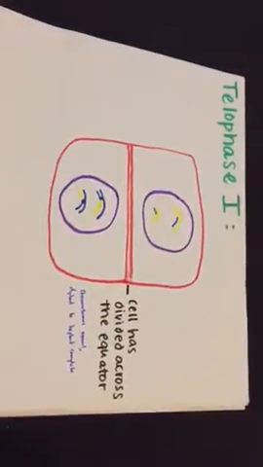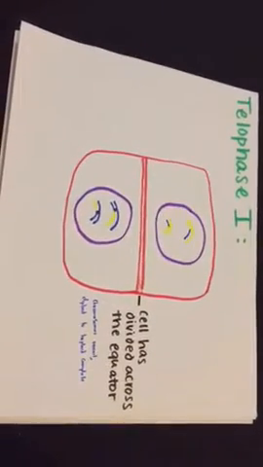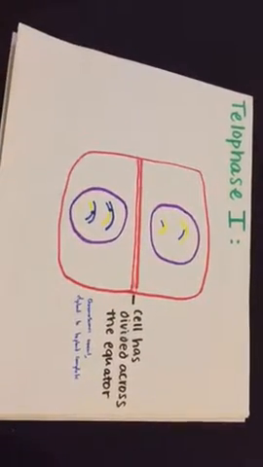Then the next phase is telophase 1, which is where the cell is divided across the equator and chromosomes uncoil, and this is where diploid to haploid is complete.